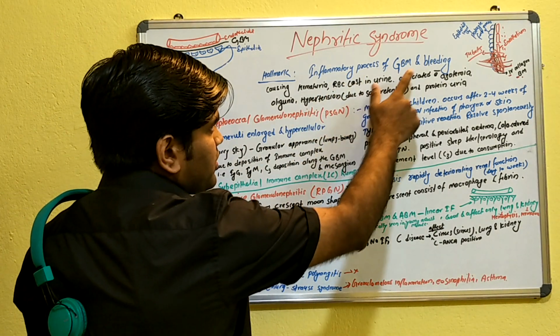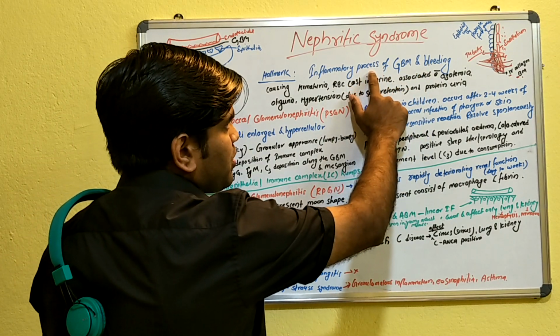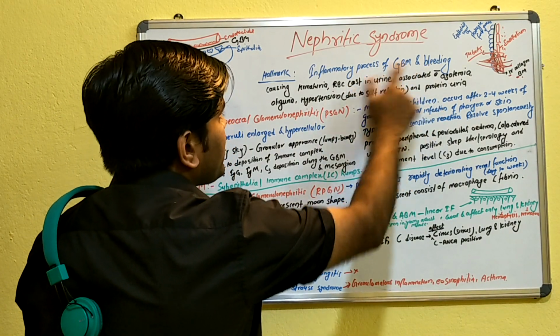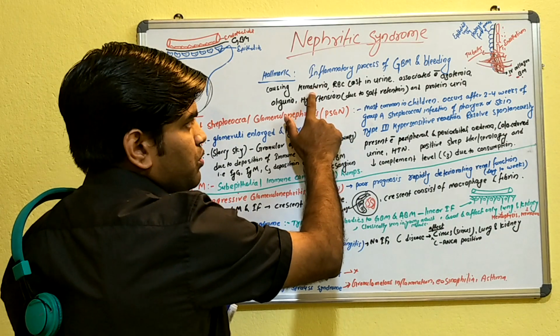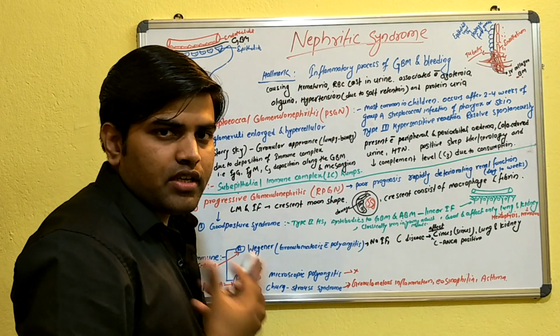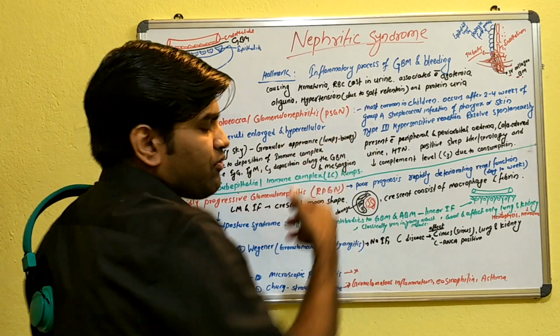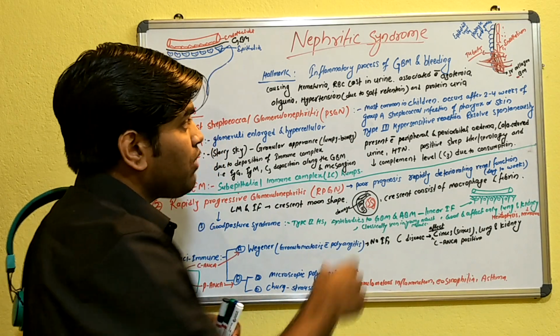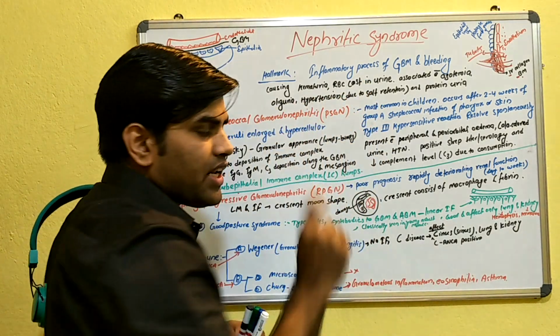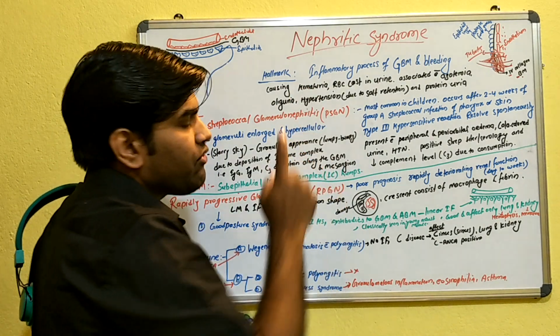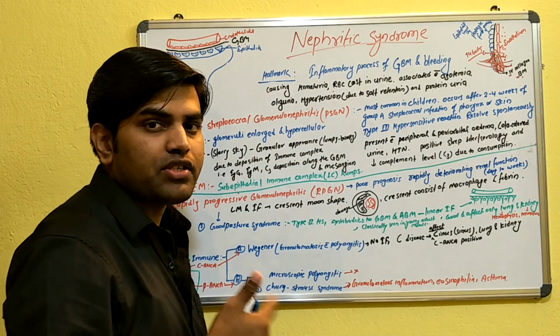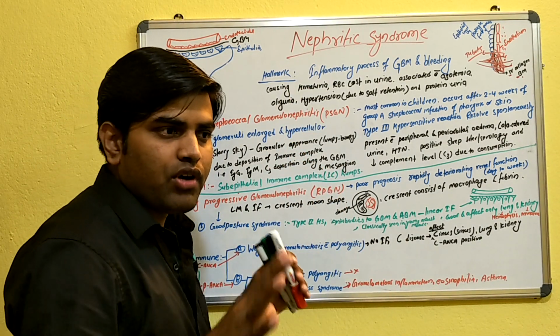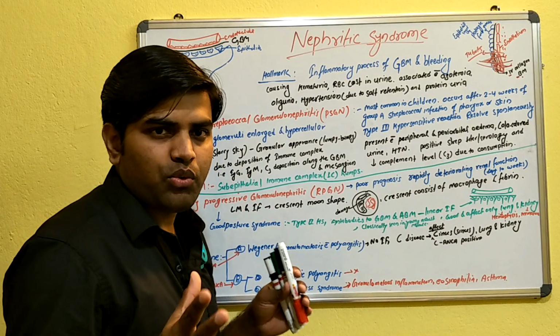Since the hallmark is inflammatory process of the glomerular basement membrane and bleeding, the patient will present with hematuria. RBC casts will be found in the urine, and it is the most characteristic finding of nephritic syndrome, which will help you differentiate it from nephrotic syndrome if you are seeing a patient in a generalized way.